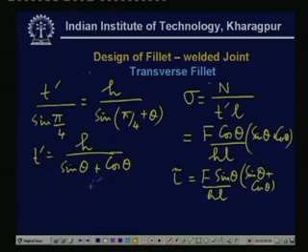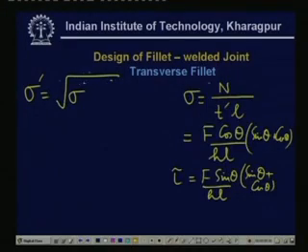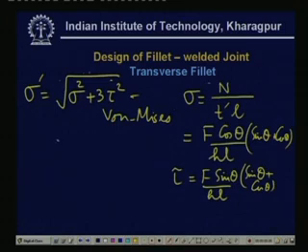Then from this relationship we can find out the von Mises stress. The von Mises equivalent stress is sigma square plus thrice tau square. The von Mises, we can get tau is 1 upon root 3, the equivalent shear stress in the von Mises stress failure criterion. We can have tau max as well.